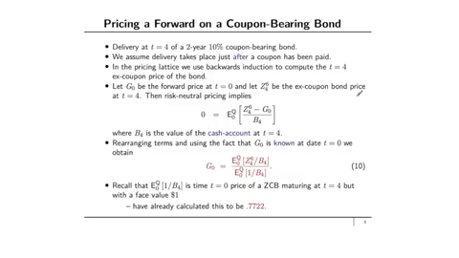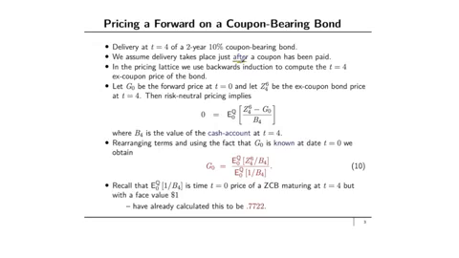So now we want to price a forward contract on a coupon bearing bond. We're going to assume delivery takes place at t equal to 4 and that the bond that's being delivered is a 2-year 10% coupon bearing bond. We assume delivery takes place just after a coupon has been paid. So how are we going to price this? Or how are we going to compute the forward value?